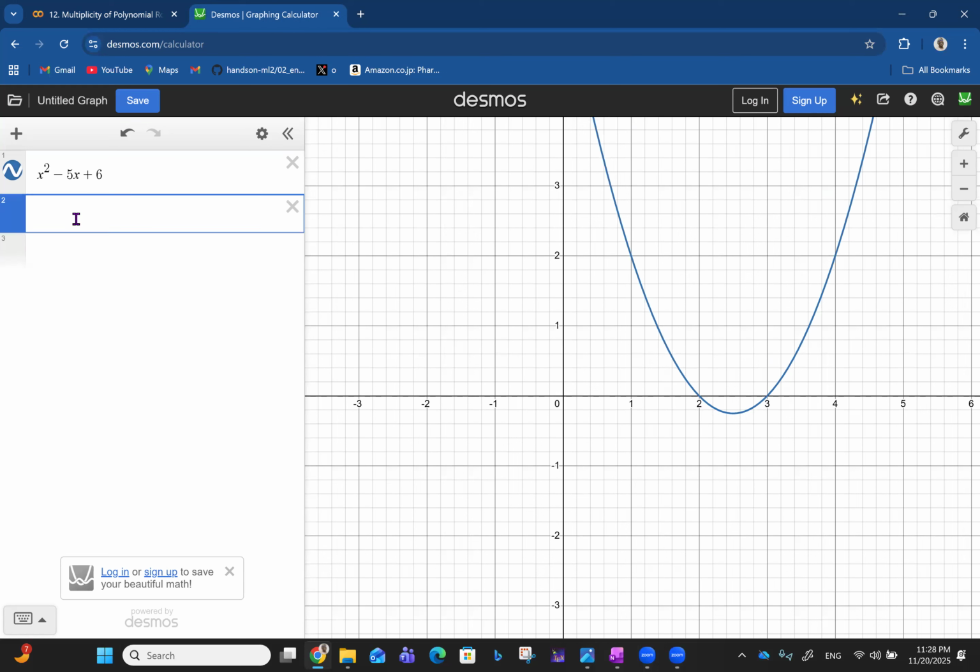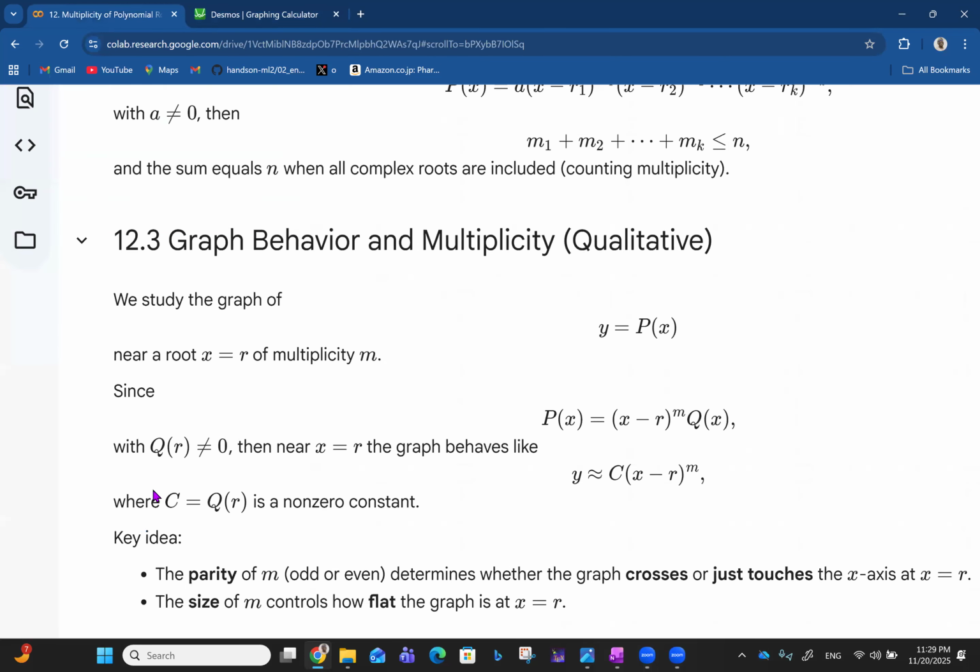But what if we now have x minus 1 raised to power 2? So you see this one crosses, but this one just touches. And that's what we mean by this. So the parity of m, odd or even, determines whether the graph crosses. So odd crosses, even touches, okay? So the size of m controls how flat the graph is at x equals r.